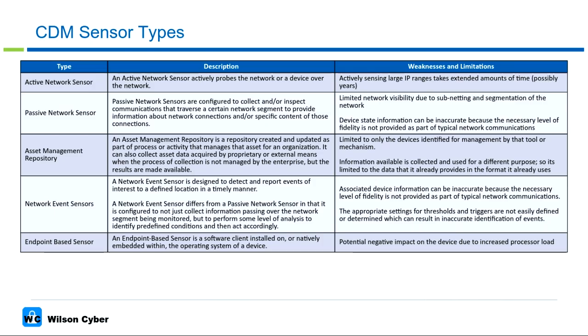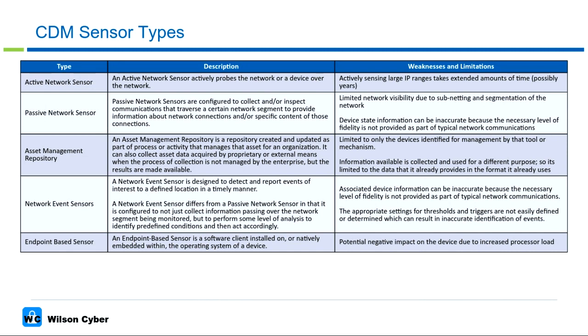So the sensor types are: active network sensor, which actively probes a network or a device over the network. Actively sensing large IP ranges takes extended amounts of time, possibly years, which is one of the limitations of the active network sensor. So you have to organize your sensors in such a way that they're effectively or efficiently implemented.